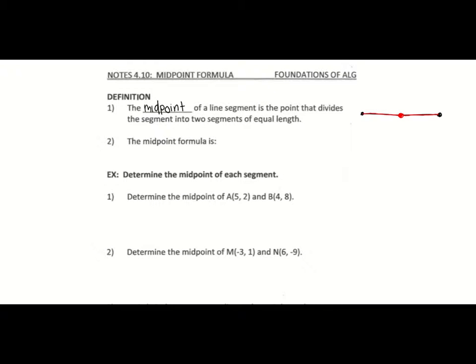Okay, and our midpoint formula is the following. It's m equals, and our midpoint is going to be some x comma y. In order to find that x comma y, our x value is going to be x1 plus x2 over 2, and then that'll give us our x point, and our y point is going to be y1 plus y2 over 2, and that will give us our y point. So we'll look at some examples down here.